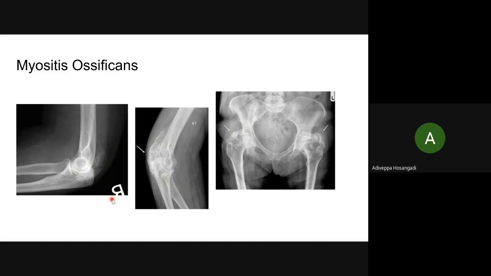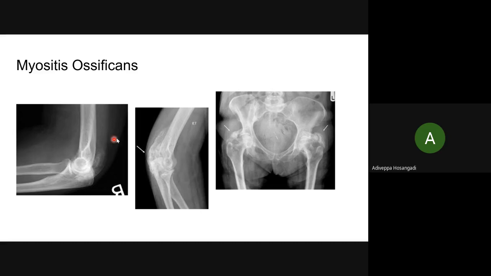One more important thing is, in histopathology, you have to differentiate between myositis ossificans and osteosarcoma. In osteosarcoma, there is bone formation in the center. In myositis ossificans, there is mature bone formation in the periphery. You have to remember this.